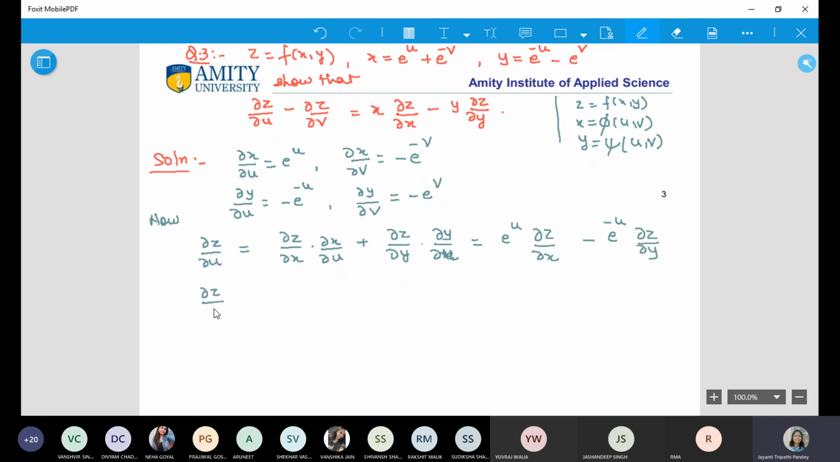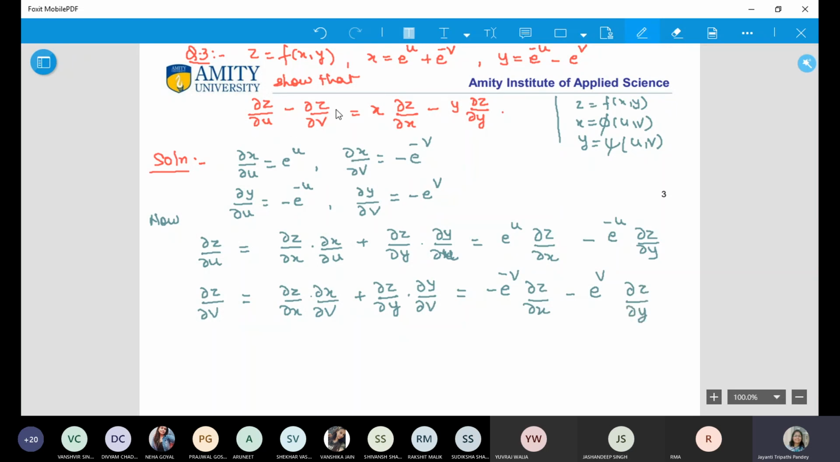Now del z by del v is equal to del z by del x into del x by del v plus del z by del y into del y by del v. The formula is understood. Just substitute the value. So this is minus e to the power minus v, minus e to the power v.